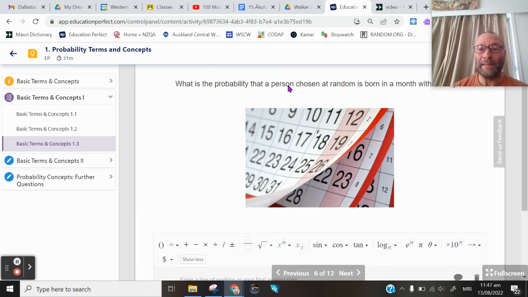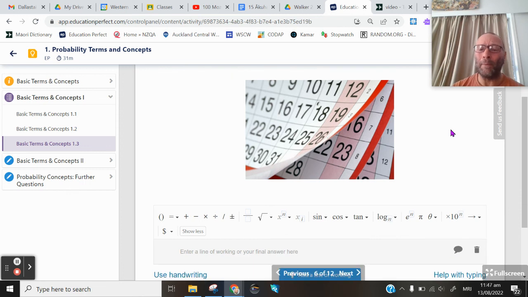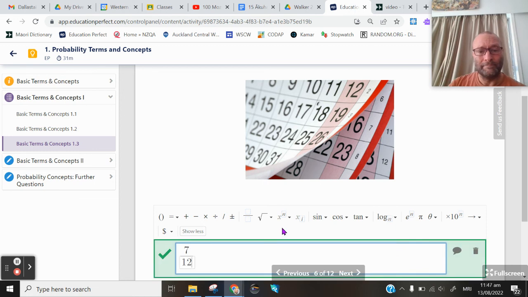Okay. Probability that a person chosen at random is born in a month with 31 days. Well, how many months have 31 days? I believe there's 7 out of 12 in total. And there we have it.